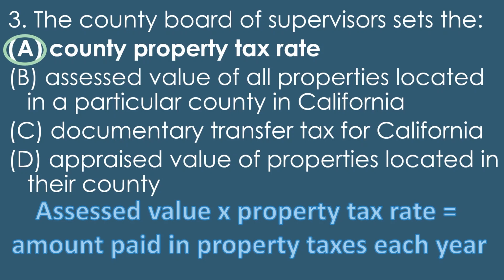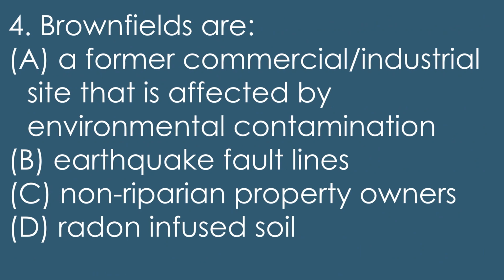They multiply it, and that is the amount paid in property taxes each year by that property. So that's a little bit that you need to know about taxes. And there's a lot more to know about it too, but this is just something that you need to know. The County Board of Supervisors sets the county property tax rate. That rate is then multiplied by the assessed value that's set by the tax assessor within the county.